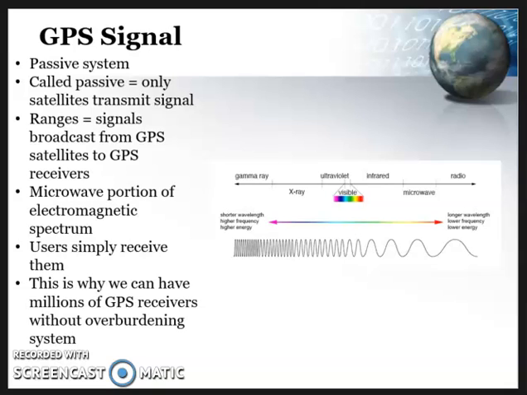The signals are broadcast from the GPS satellites to the GPS receivers in the microwave portion of the electromagnetic spectrum. And the user, the person who has that GPS unit, is just receiving that microwave. This is one reason why we can have millions of GPS receivers without overburdening the system, because it's just traveling one way.